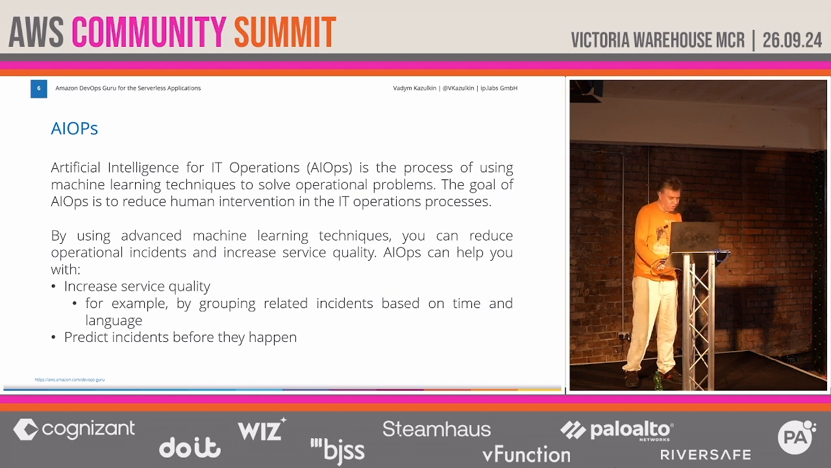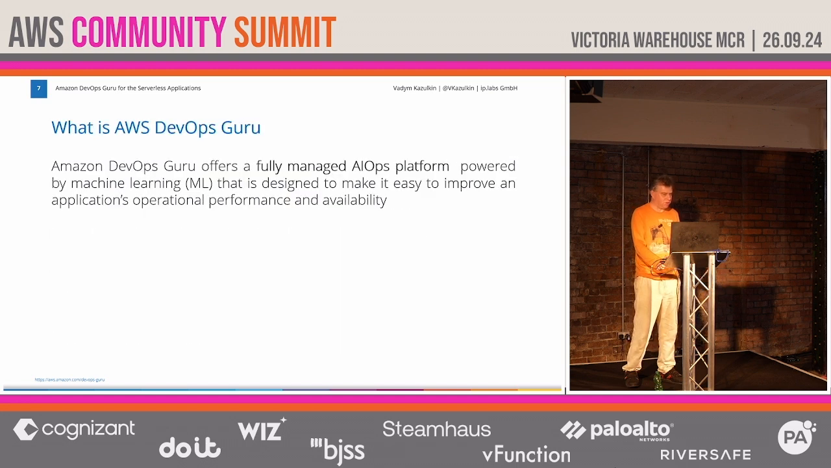This is AIOps, and it stands for artificial intelligence for IT operations, and the goal is to reduce the human intervention in the IT operational process, so that we can leverage advanced machine learning techniques without being an expert there, just to increase service quality and reduce operational incidents. And DevOps Guru is basically a managed AIOps platform, powered by machine learning, but you don't need to be an expert in that, and I am also not an expert there.